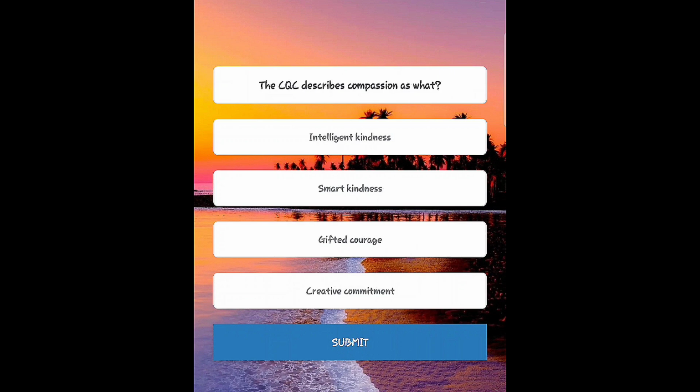CQC describes compassion as what? CQC is like, what they basically do is to ensure that they are like the NAFDAC of the UK, they ensure that all hospitals are within quality and standards. So they describe compassion as a creative commitment or gifted courage, intelligent kindness.